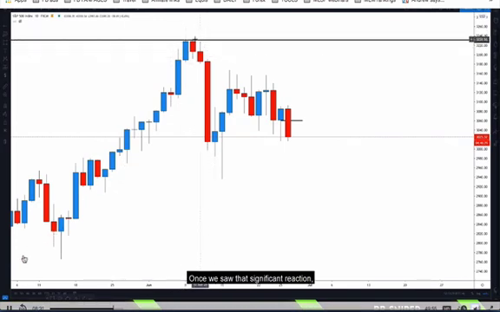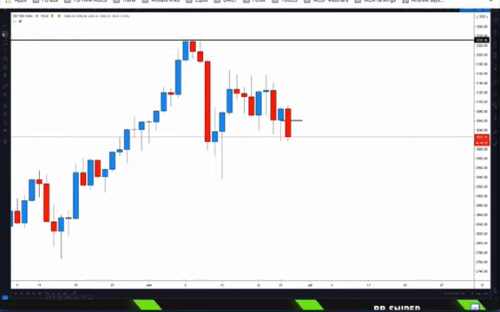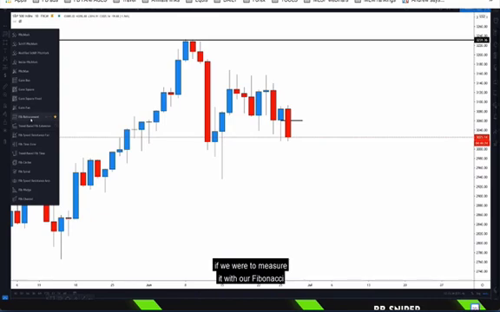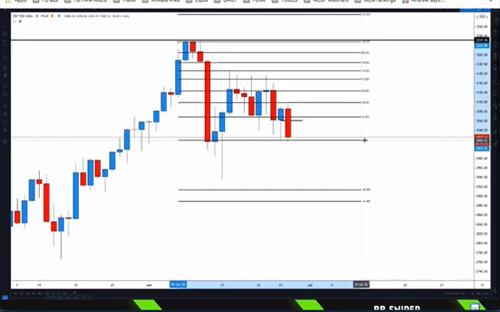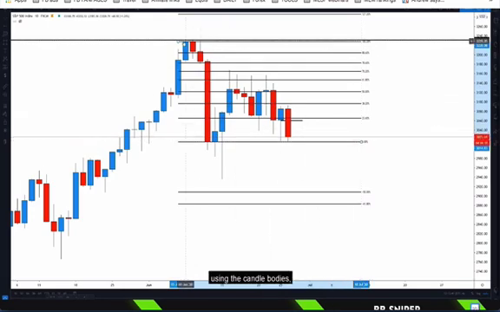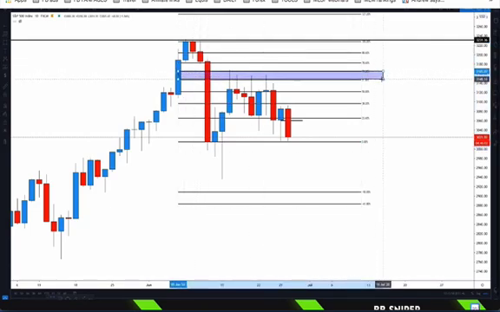Once we saw that significant reaction, if we were to measure it with our Fibonacci, using the candle bodies, we can see that we've had a reaction between the 70 and 61.8% retracement. So we can highlight that.